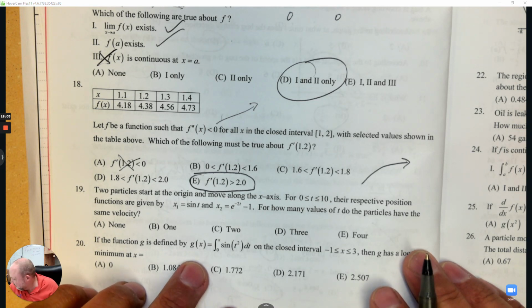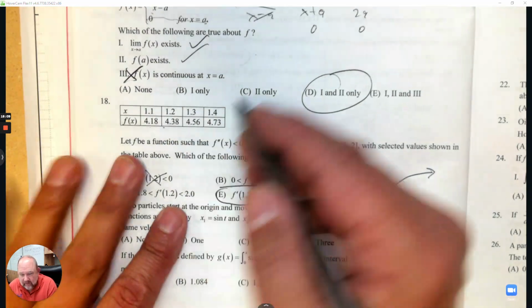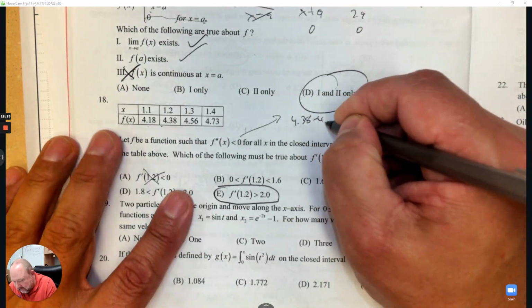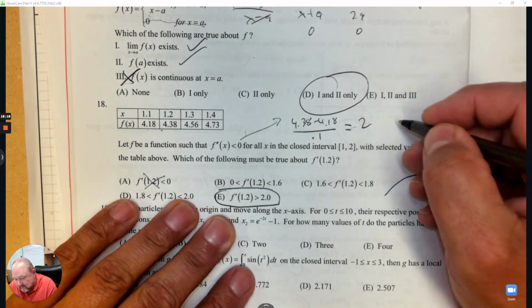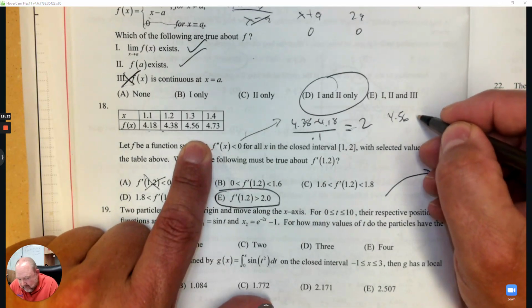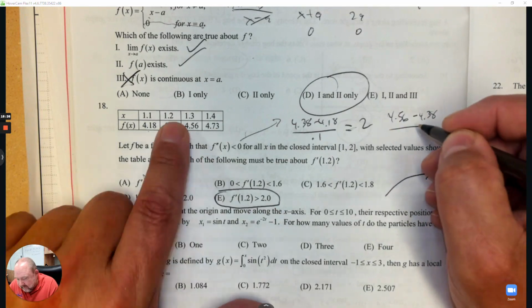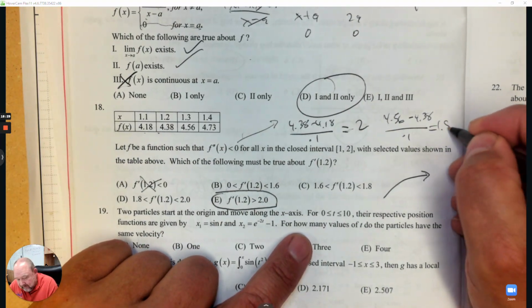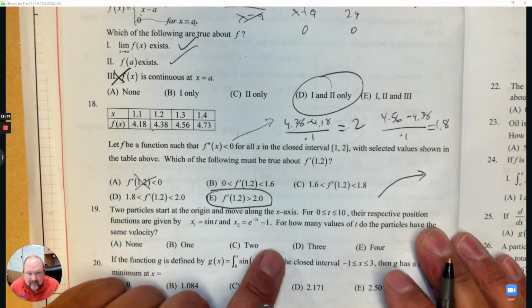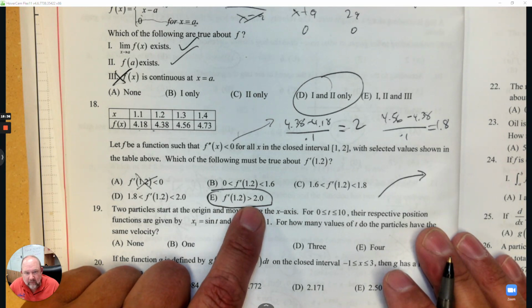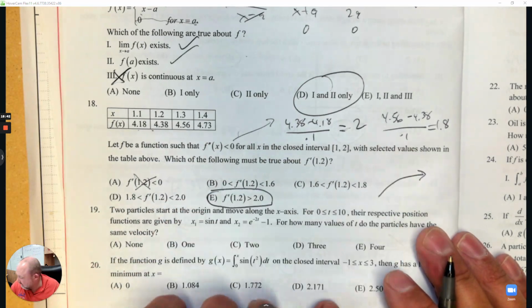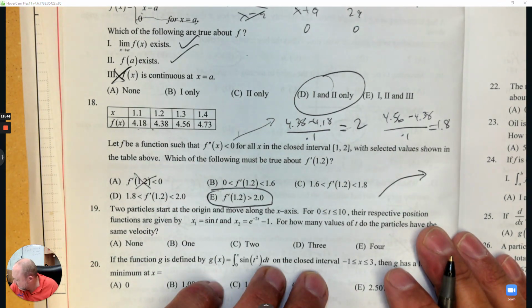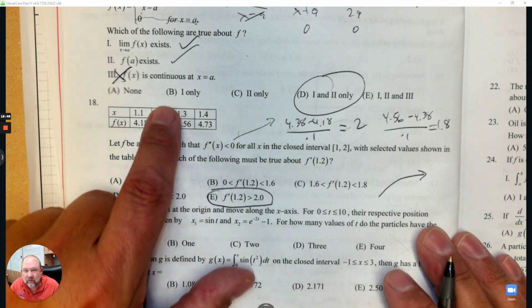So we actually have to find the slopes between points. So if I find the slope here, if I go 4.38, subtract 4.18, divided by, subtract these, that's 0.1, I get the answer 2. If I go here, 4.56, subtract 4.38, again divided by 0.1, I get the answer 1.8. The slopes are decreasing because it's concave down. So that means this slope at 1 must be greater than 2. Perfect. So it equals the slope at 1.2.